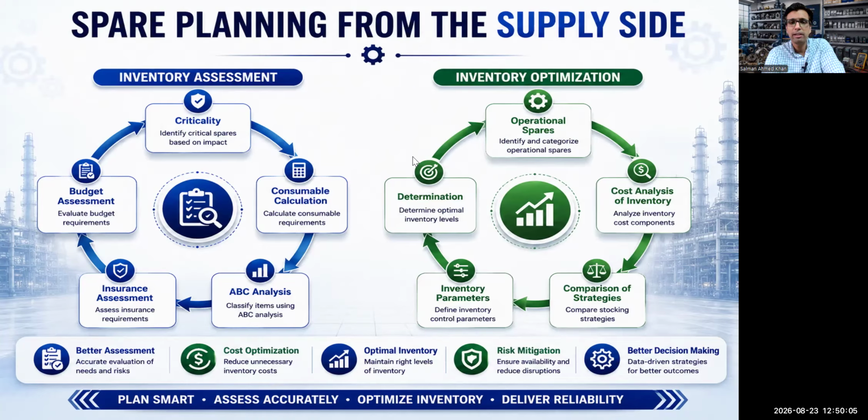So once you are done with the assessment, you identify operational spares, and you do the cost analysis, analyzing inventory cost components based upon the total cost of ownership, then the comparison of strategies, comparing stock strategies, and then setting the inventory parameters, and then the determination.